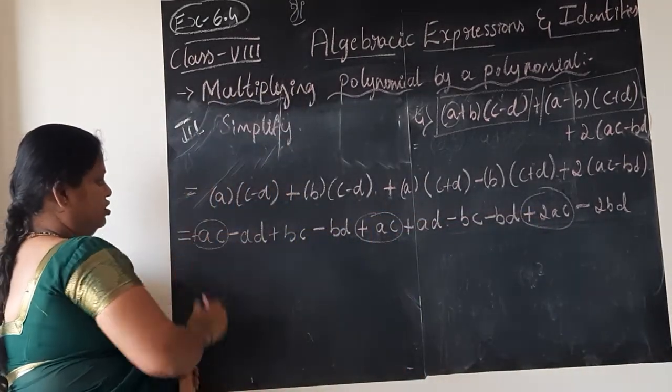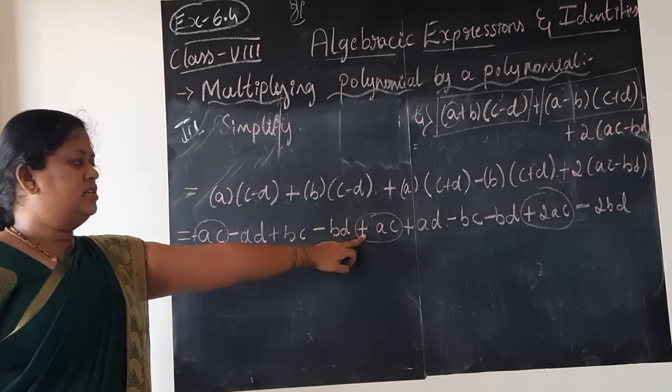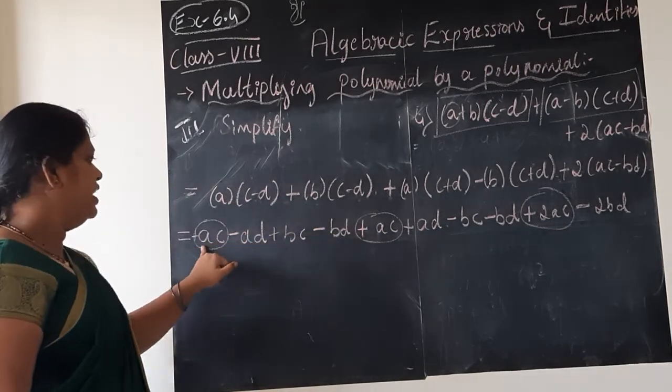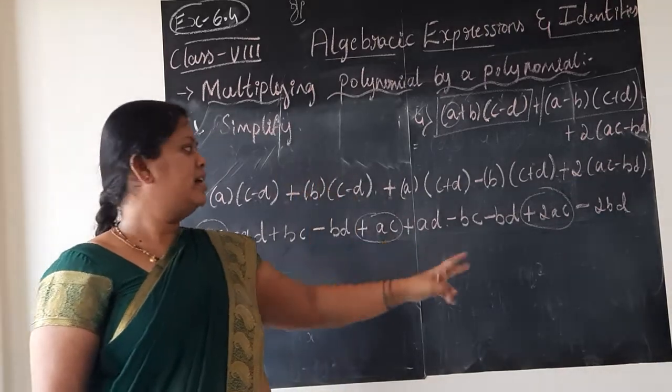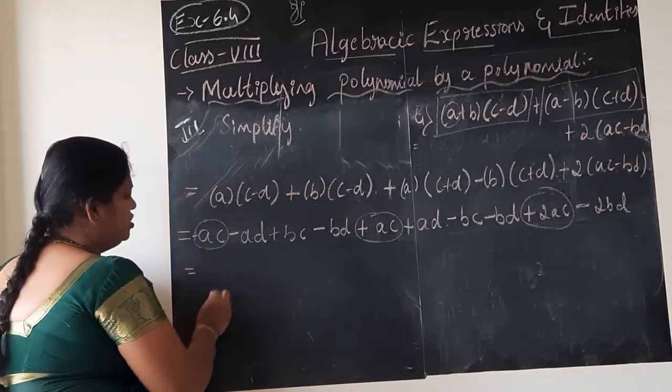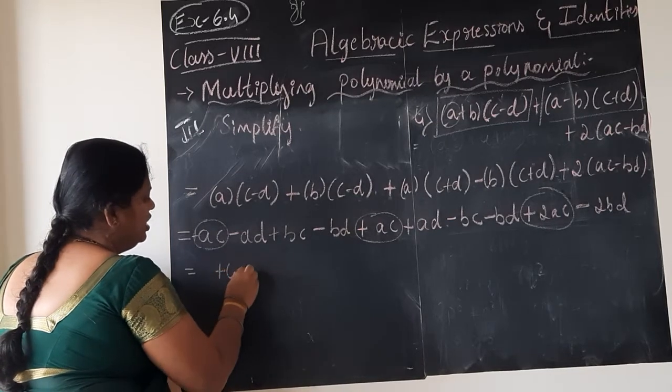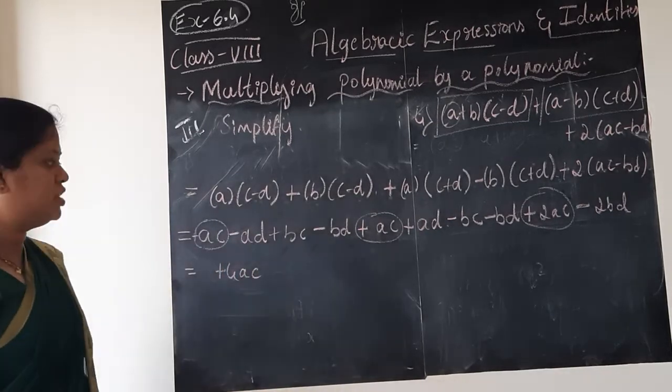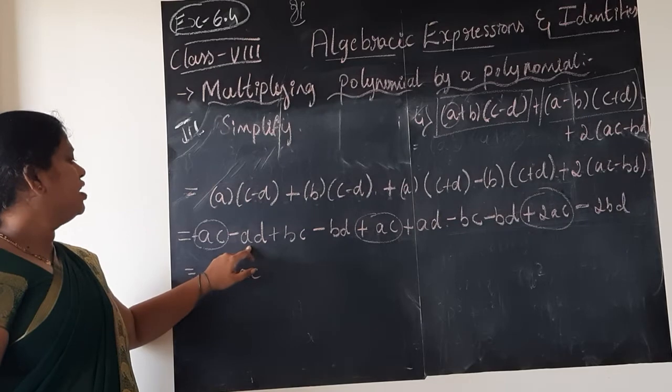This AC is also with plus sign. This AC is also with plus sign. So it is like 1 AC plus 1 AC, 2 AC. Plus 2 AC is already there. So plus 2 AC plus 2 AC is plus 4 AC. Hope you have understood. Next I will check with AD.